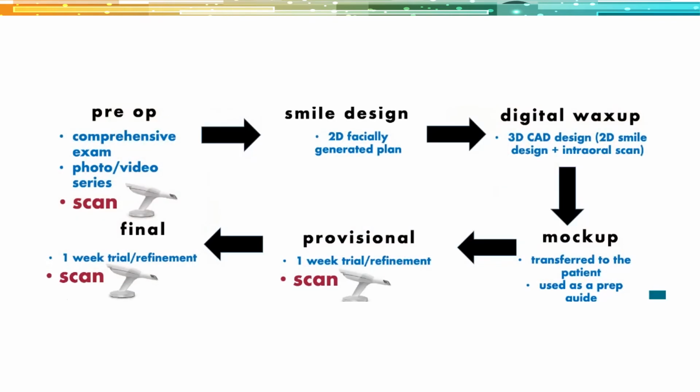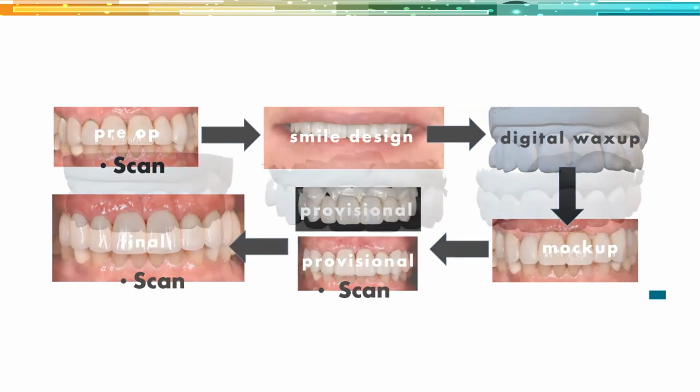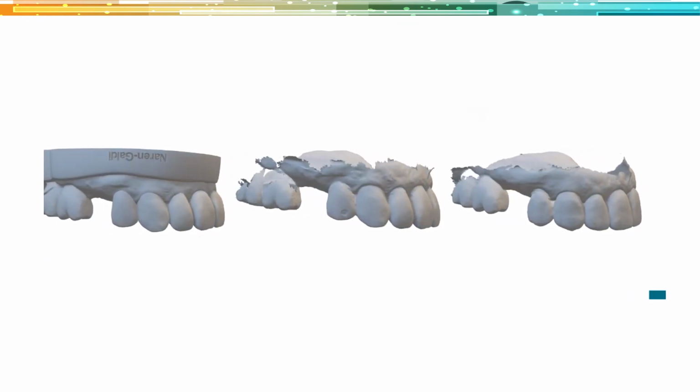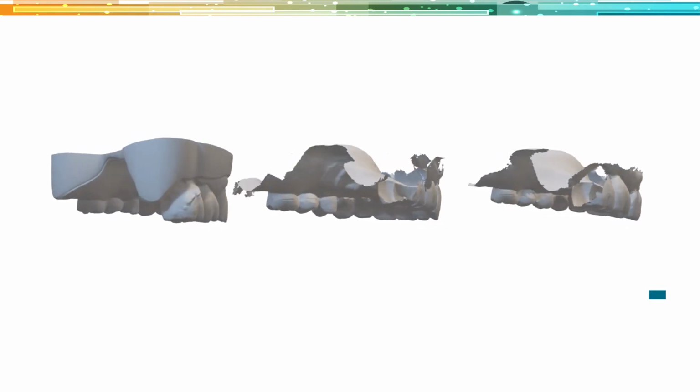And you can see here, these are all the different scans that we start to get. And we get a library of scans for every aesthetic case. You can follow these cases along, and that's really where a lot of the predictability comes into play. And when you look at the STL files of the virtual design to the provisionals to the final, it's all very predictable. It's basically all the same.